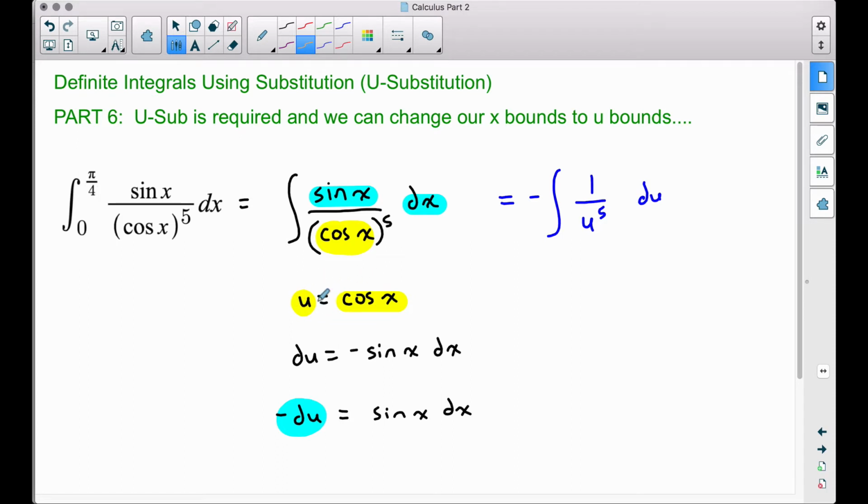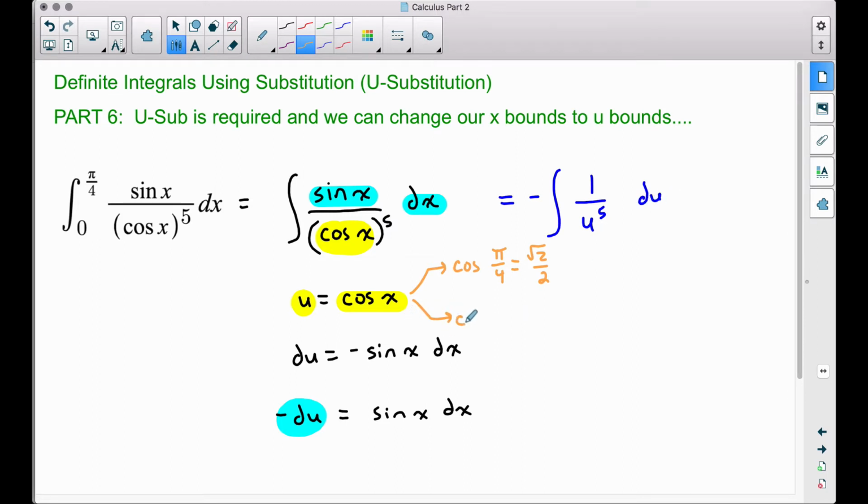All you have to do is take what u is equal to, and let's find our new bounds. How do we do that? I'm just going to draw two little arrows. Cosine of x, I'm going to take this upper bound here, and I'm going to find the cosine of pi over 4. That is our upper bound. The cosine of pi over 4 is the square root of 2 over 2. So this will be our new upper bound when we integrate in terms of u.